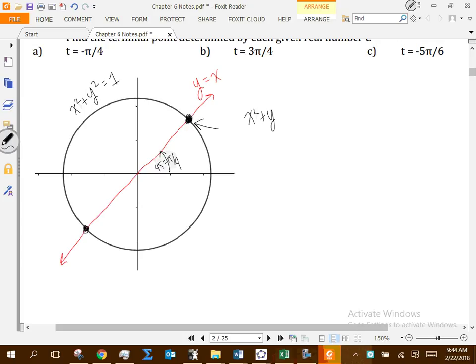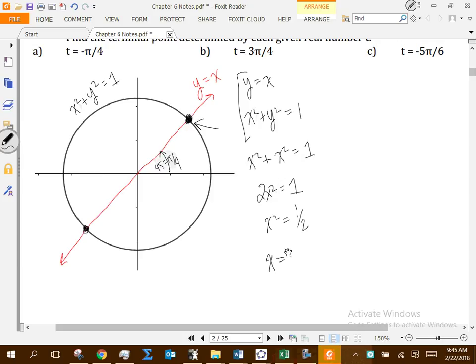X squared plus y squared equals 1. We also have y equals x. We've got a system of equations. Can I take this bottom equation, and wherever I see y, replace it with x? So that gives me x squared plus x squared is equal to 1, right? How many x squared does that give you? 2x squareds. So 2x squared is equal to 1. X squared would equal 1/2, right?